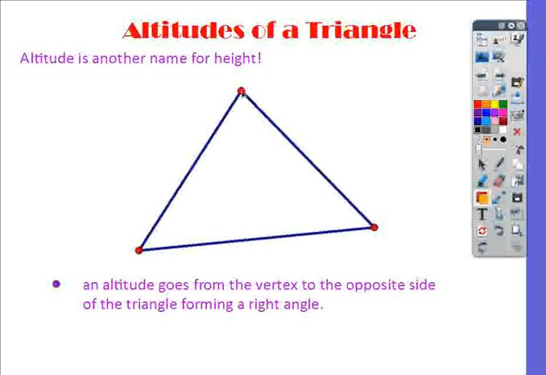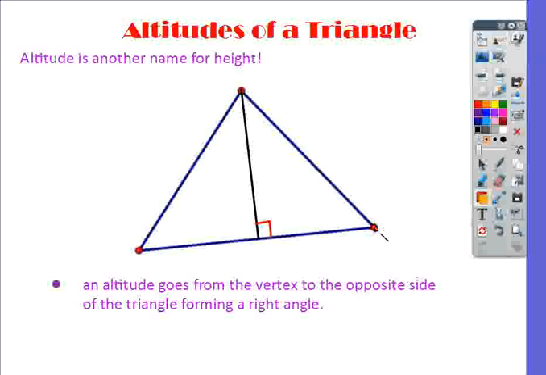Here's a vertex, and we're going to drop a line straight down to the opposite side of the triangle, forming a nice right angle. And remember that we can mark these right angles with this little box in the corner. Alright, so that's one altitude.